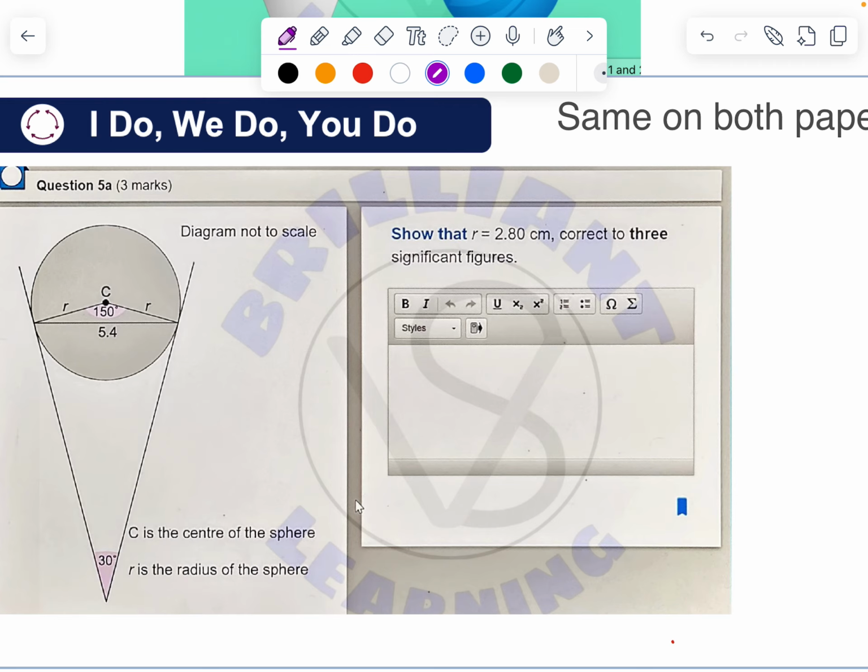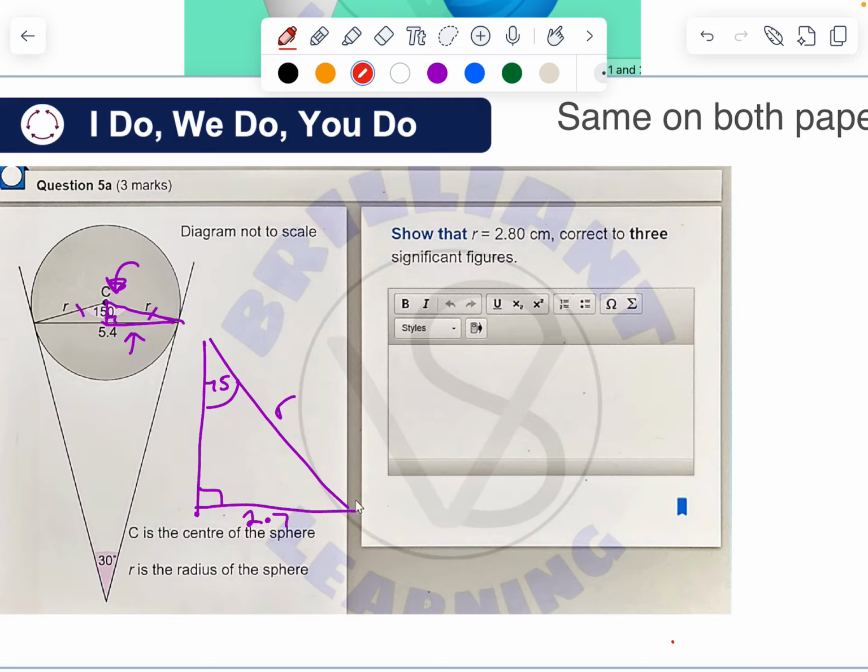The first question was the same on both papers. It wants us to work out what R is. I am going to do it from a standard point of view, and then I'll explain the extended after. Because you have to show what R is, if you go over to the sphere, you can see you have an isosceles triangle. I can split that into two perfect right angled triangles. The bottom is going to be half of 5.4, so that's 2.7 here. This is the radius, and the angle at the top is 75 because you just halve 150.